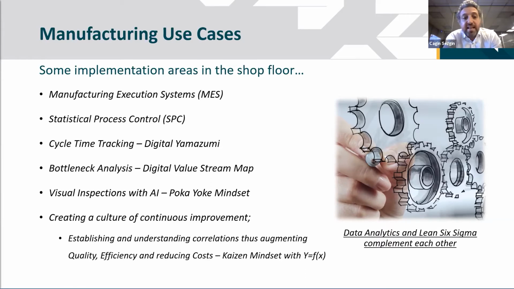Some of the companies track cycle time, and they are obtaining digital Yamazumi in real time. So Yamazumi is the workload balance in assembly stations. Think that you are seeing your digital Yamazumi in real time and which stations are bottlenecks, where should I put more effort, put more capacity, and you are identifying your bottlenecks and the wastes in real time.